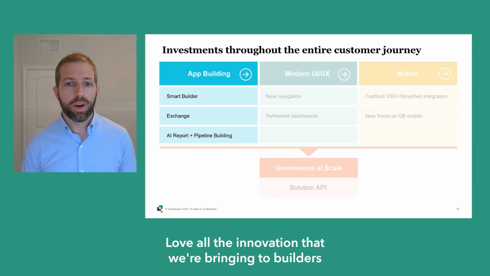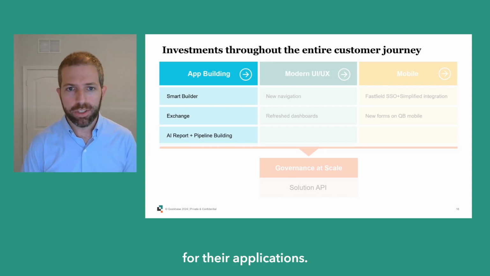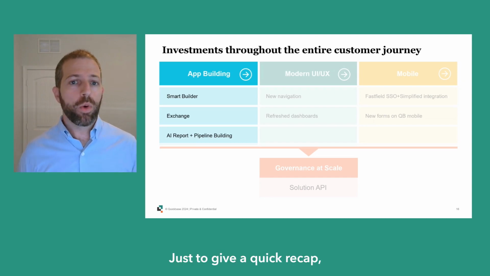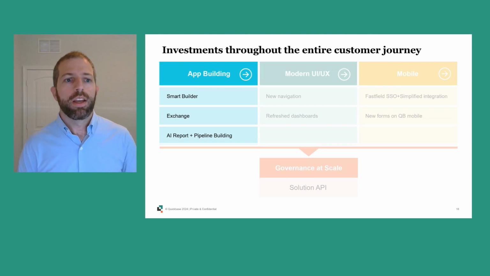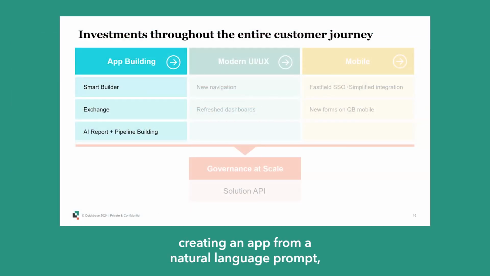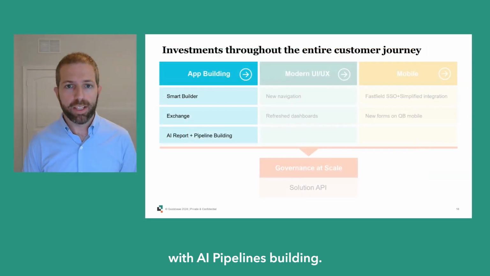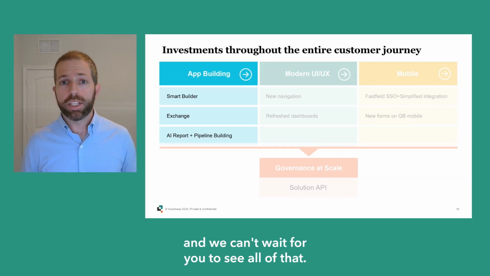Love all the innovation that we're bringing to builders by recommending things that we know make sense for their applications. Just to give a quick recap, today we focused on starting your application out right. Whether it's with Smart Builder, creating an app from a natural language prompt, using some of our templates in the Exchange, or using some of the recommendations with AI reports and fields, or giving us your natural language prompt with AI pipelines building. There's obviously plenty more that we're investing in, and we can't wait for you to see all of that.